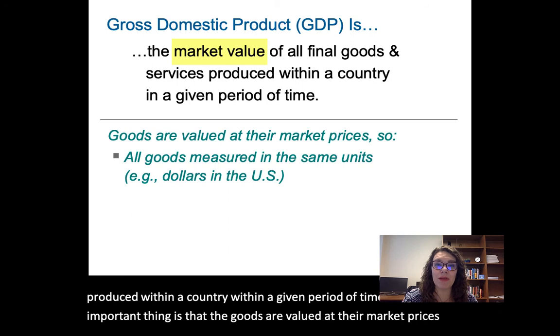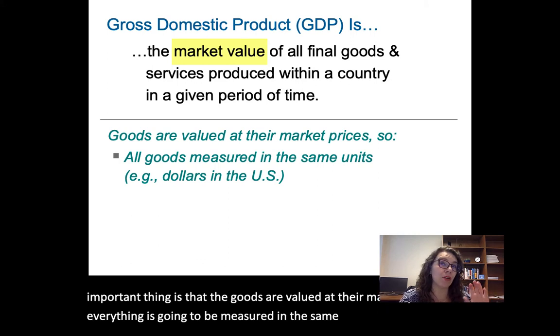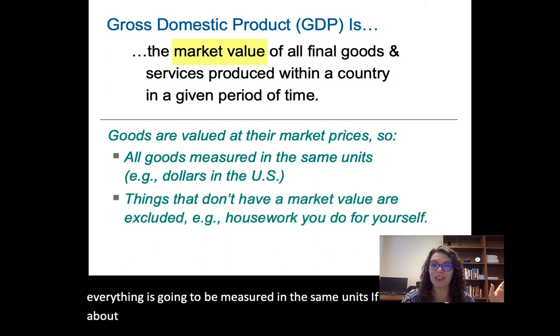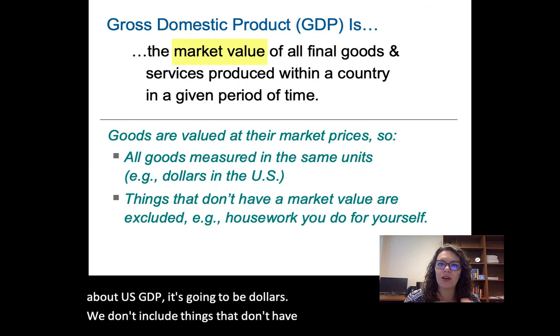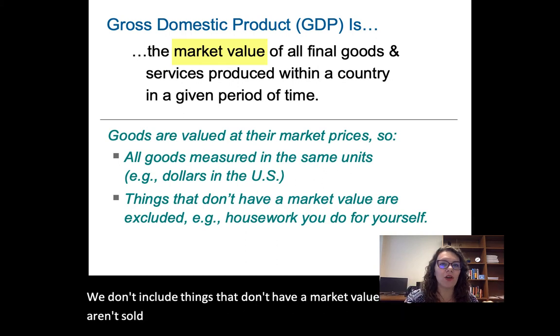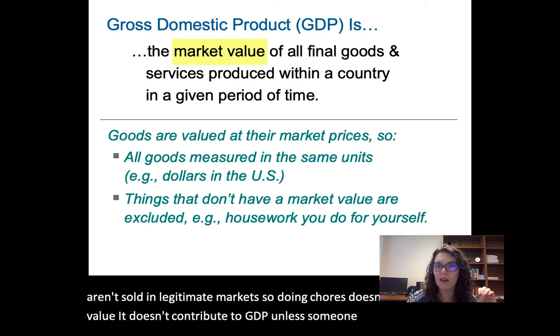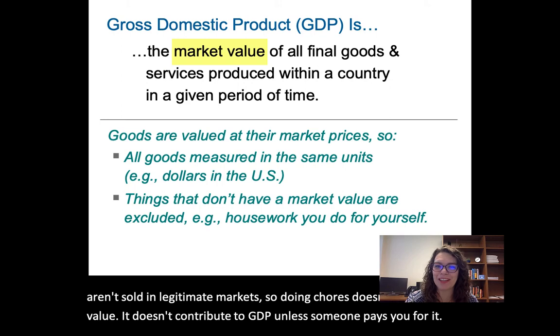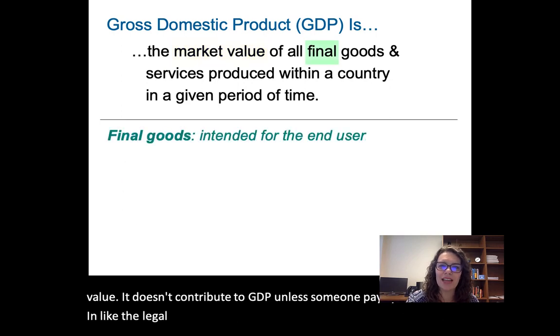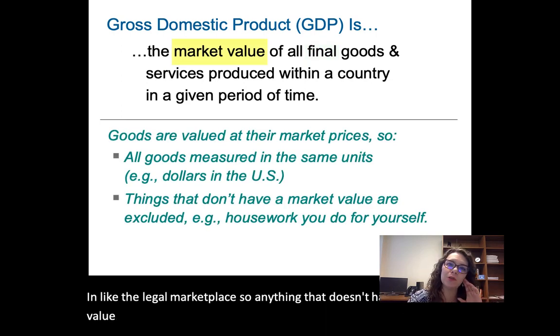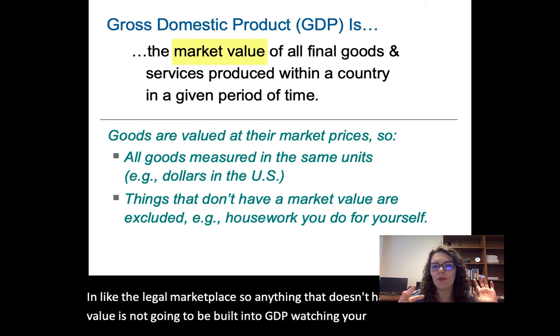So everything's going to be measured in the same units. If we're talking about US GDP, it's going to be dollars. We don't include things that don't have a market value, things that aren't sold in the legitimate market. So doing chores doesn't have a market value. It doesn't contribute to GDP unless someone pays you for it in the legal marketplace. So anything that doesn't have a market value is not going to be built into GDP. Watching your friend's kid for free, that doesn't have a market value. It's not part of GDP.